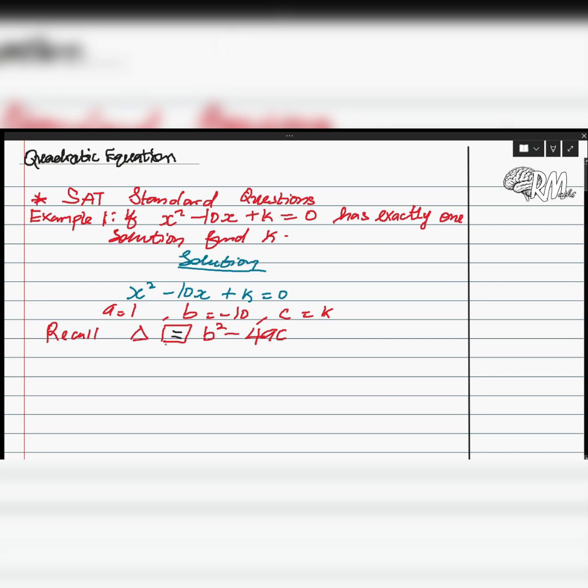Now since we are doing it as exactly one root, it means delta will have to be equal to 0, because it has exactly one root. Had it been that it has exactly two roots, we use the greater than sign, and if it has no root, we use the less than sign.